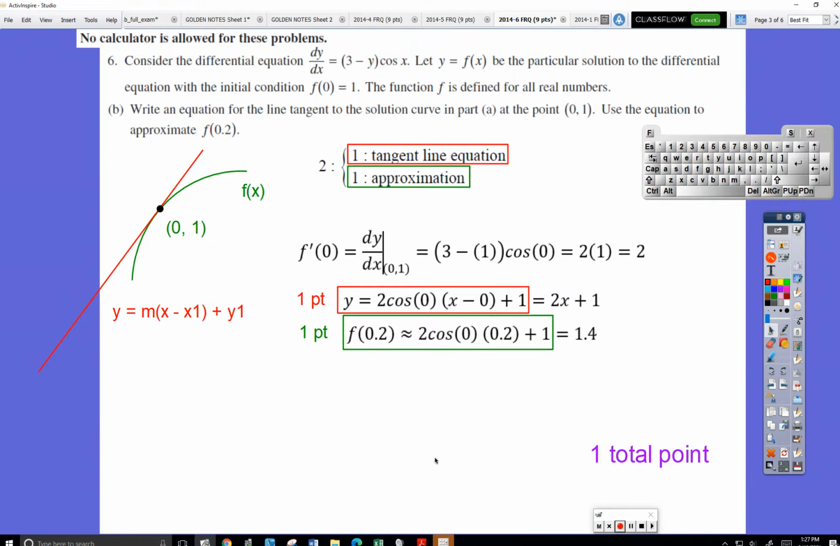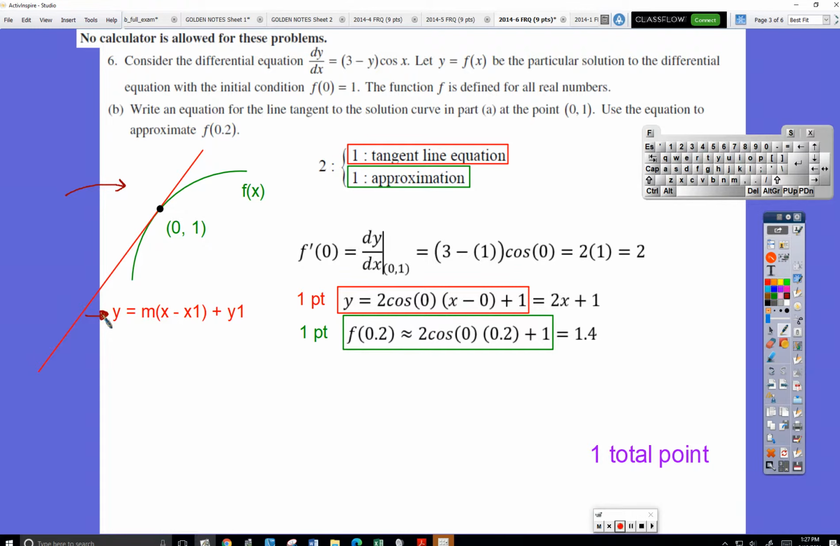Okay, part B. Write an equation for the line tangent. Stop right there. I always draw my favorite picture. So I draw this picture, and I remember that this is the equation template for the line tangent.